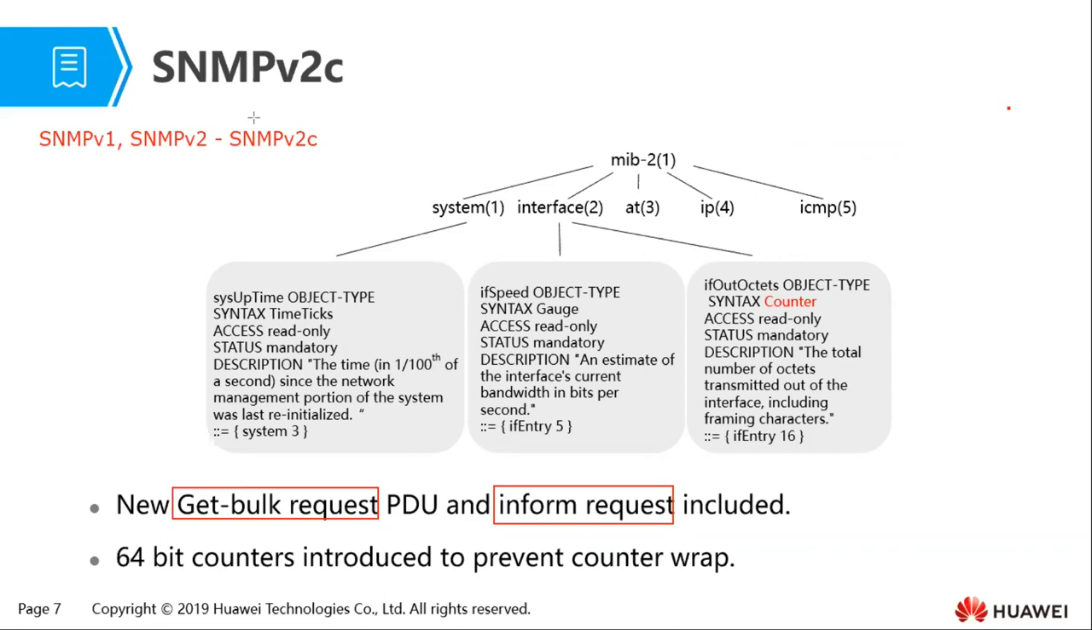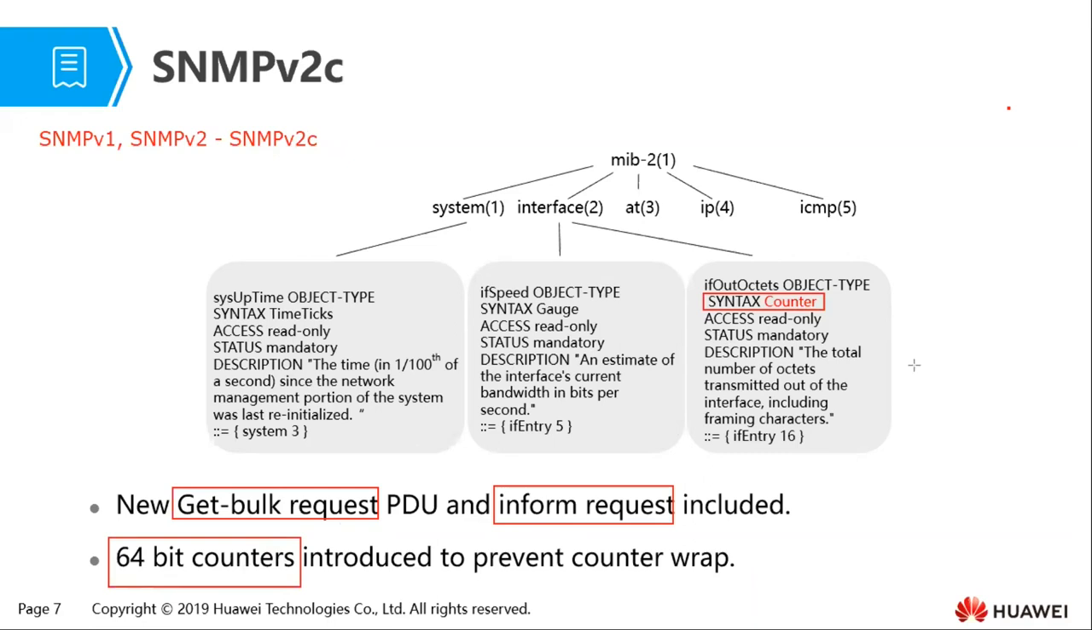So that is the inform request. You're asking for information from another network management system. So that is how that is used. And the other one was the bit counter. In SNMP version 1, they used to use a 32-bit counter. But in SNMP version 2C, they extended that to 64-bit. So there's this thing here they call the counter. You can read more in the notes to understand how it is used.